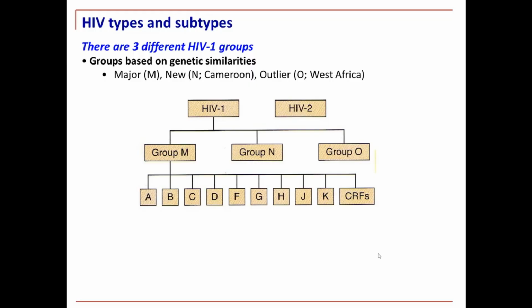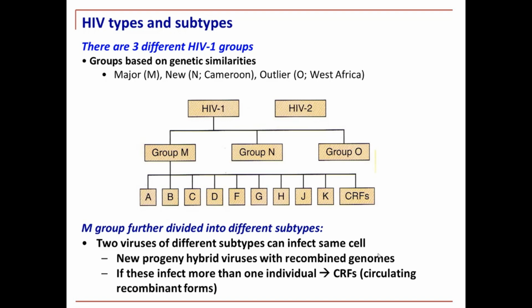So, like I said, we have that classification. We have HIV-1 and HIV-2, and then they're broken into different groups. They're broken into the groups of Group M, which is major, Group N, which is new, for example, Cameroon, and O, which is an outlier, mainly in West Africa. And the M group is further divided into those subtypes.